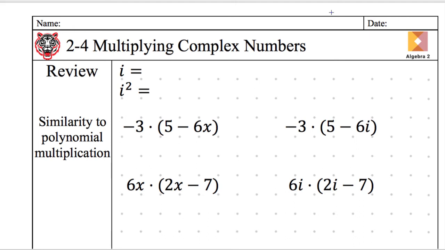This is Algebra 2. We're on Lesson 2-4. We don't have a warm-up today because today is Friday, October 26th, and we don't have very much time in class.